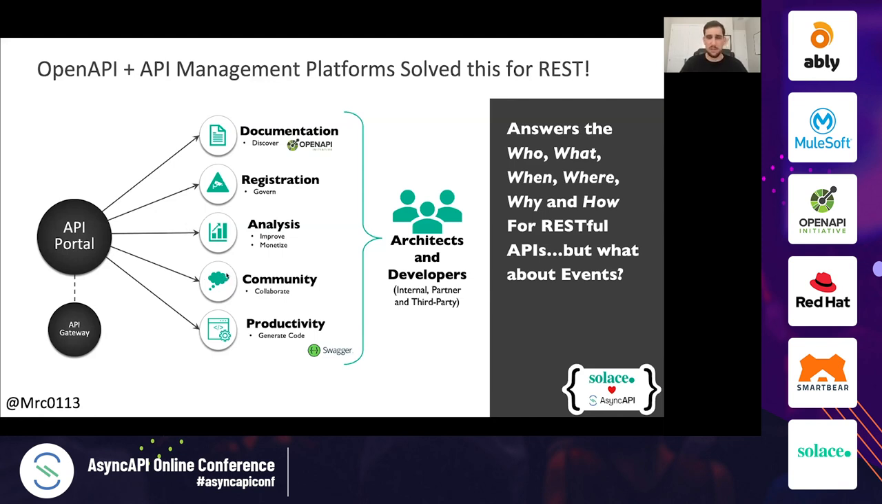They also allow you to participate with your community and collaborate across development teams, developers with architects and vice versa, to really design and implement your solution. And of course, they allow for better productivity by using tooling such as Swagger to do code generation. So this tool set between OpenAPI and API management platforms really answers the who, what, when, where, why, and how for RESTful APIs. But eventing and event-driven is just different.